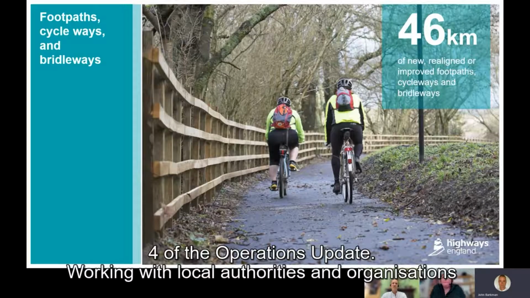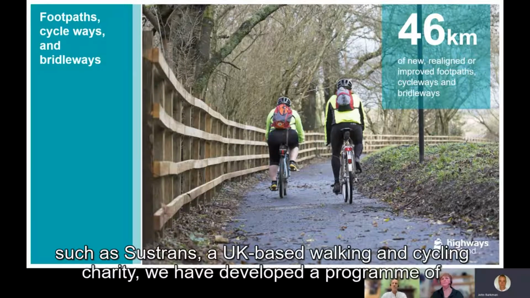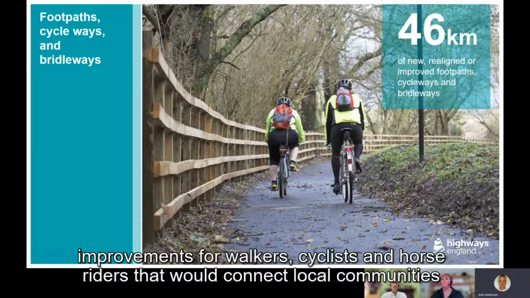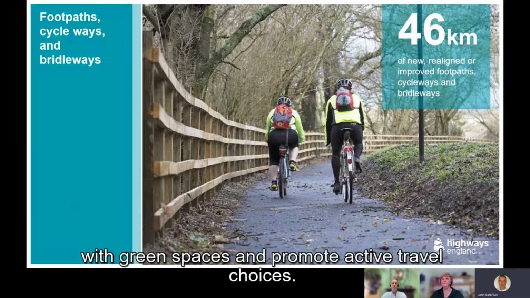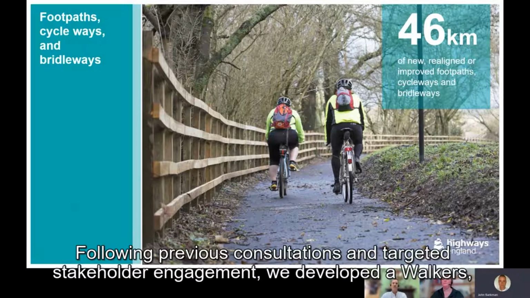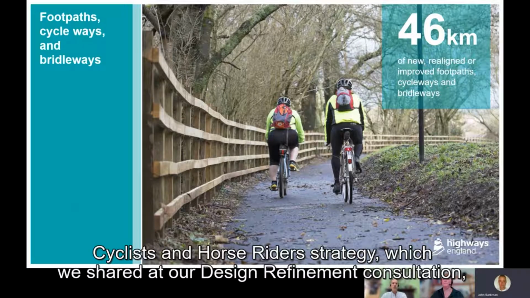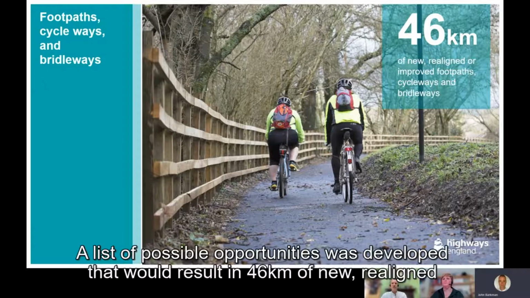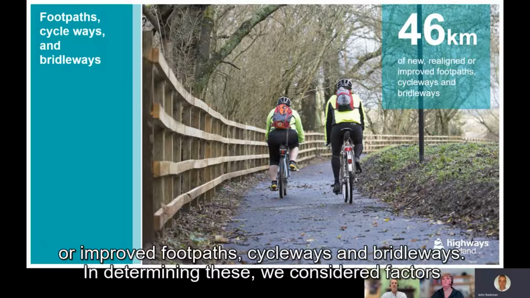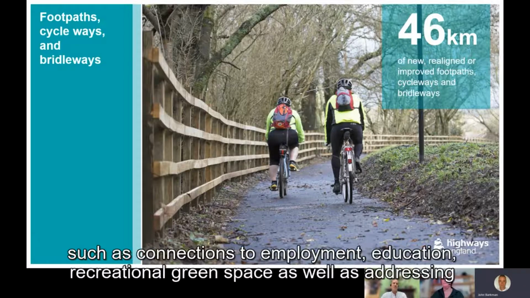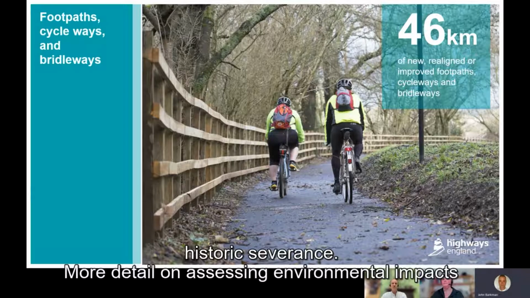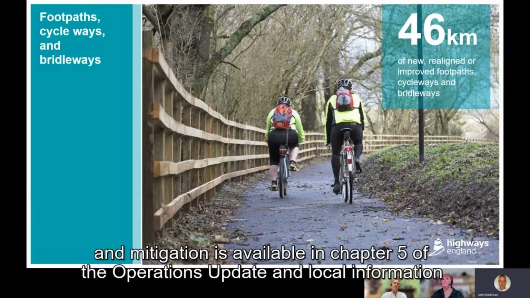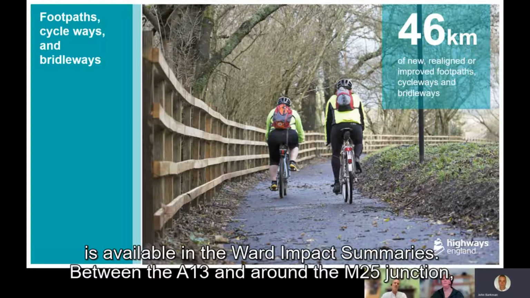Working with local communities and organisations such as Sustrans, a UK walking and cycling charity, we've developed a programme of improvements for walkers, cyclists and horse riders that will connect local communities with green spaces and promote active travel choices. Following previous consultations and targeted stakeholder engagement, we developed a walkers, cyclist, horse rider strategy, which we shared at a design refinement consultation. We examined the value of the existing and potential routes. A list of possible opportunities was developed that would result in 46 kilometers of new, realigned or improved footpaths, cycleways and bridleways. In determining these, we considered factors such as connections to employment, education, recreational green space, as well as addressing historic severance. More detail on assessing the environmental impacts and mitigation is available in Chapter 5 of the Operations Update, and local information is available in the ward impact summaries.